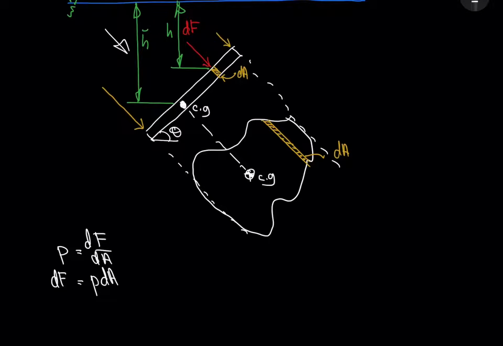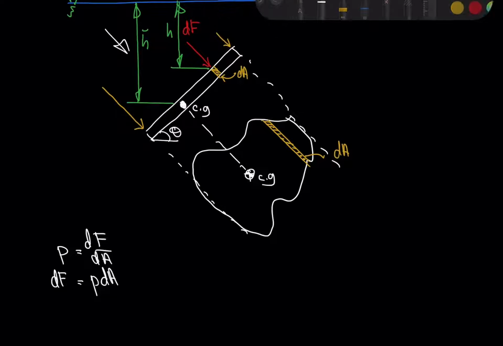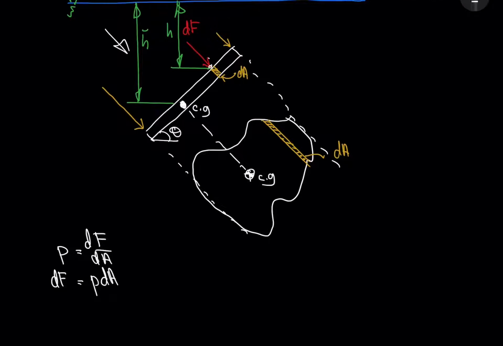So the magnitude is equal to P, the pressure at that particular point, times the area dA. So what pressure is that? In order to know dF, we need to know the pressure at that particular point. So why don't we call that point point 2? Over here is point 2. So we write dF is equal to P2 dA.